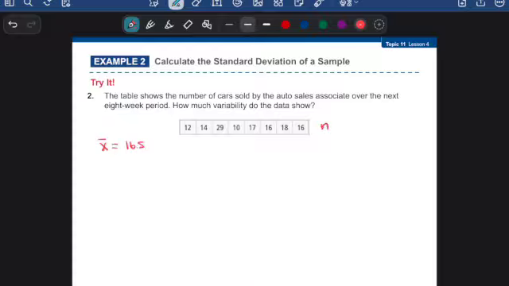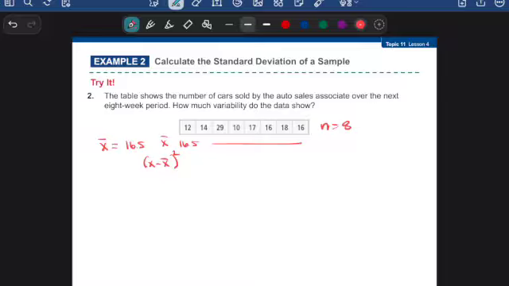Okay, we have 8 data points, again, 8 weeks. Then we're going to calculate the difference from the mean, the deviations, and then we will square them. We know the mean is 16.5. Okay, that's the same for all of them. And then I'm going to skip the step where we just write the difference from the mean. I'm just going to write the squared difference from the mean.